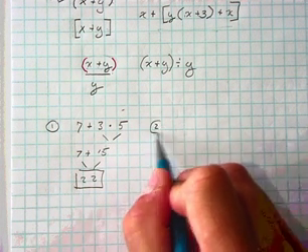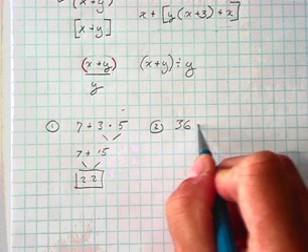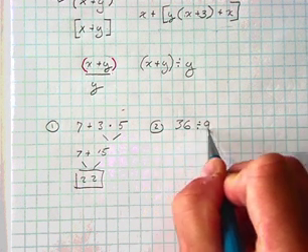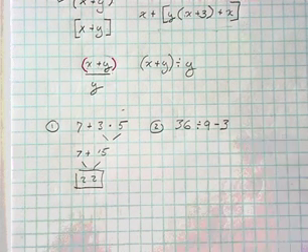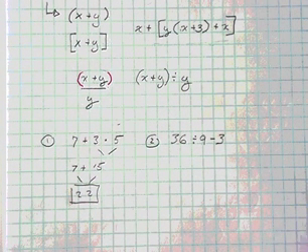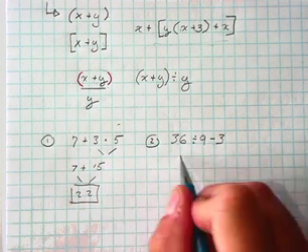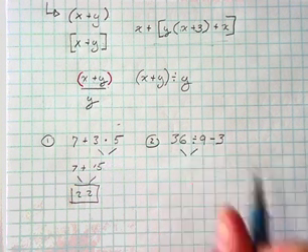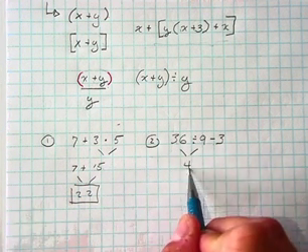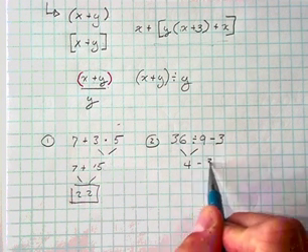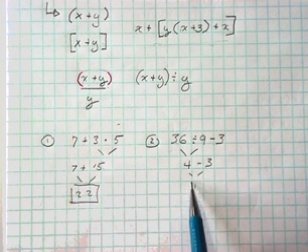Our second example, 36 divided by 9 minus 3. Division and subtraction, do division first. 36 divided by 9 gives me 4. Track down the minus 3. 4 minus 3 gives me 1.